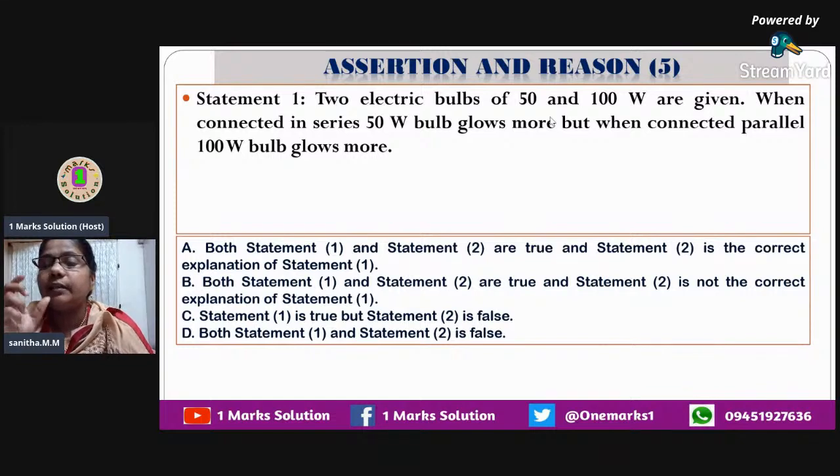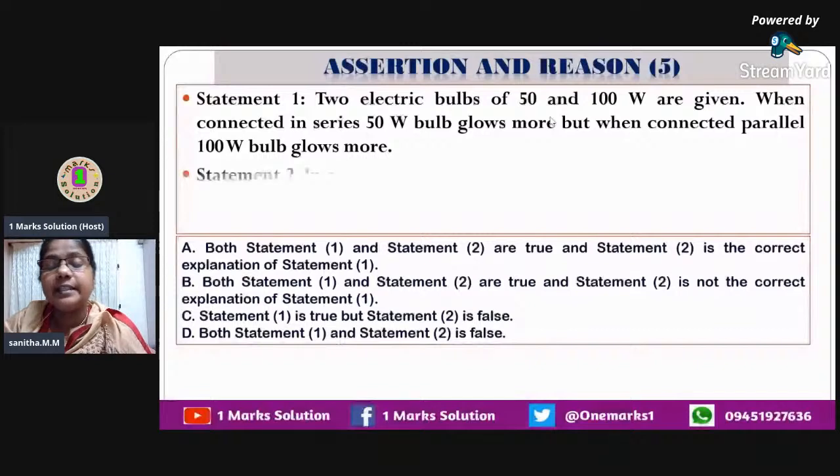So here we can say the 50 watt will be glowing more. Why? Because P is equal to V squared by R. But when connected in parallel, what is happening? Voltage remains constant. So the 100 watt bulb will be glowing more. So you can see the reason.